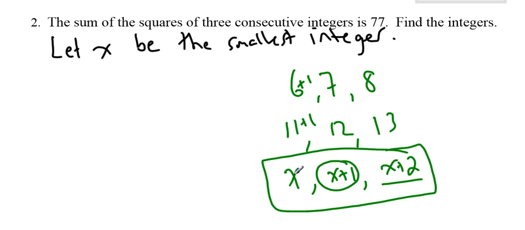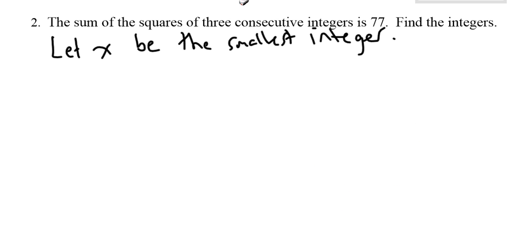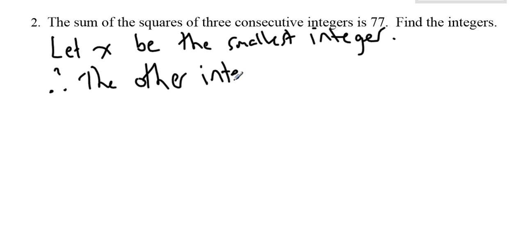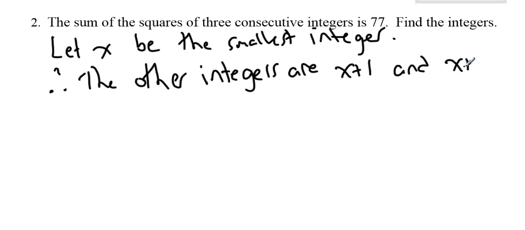The first one's x, then x plus 1, then x plus 2, because that way there are 3 numbers all in a row. So we're going to let x be the smallest integer, and we're only going to stick to one variable in this case. And we're going to say, therefore, the other integers are x plus 1 and x plus 2. Boom. Now we have our 3 consecutive integers defined.